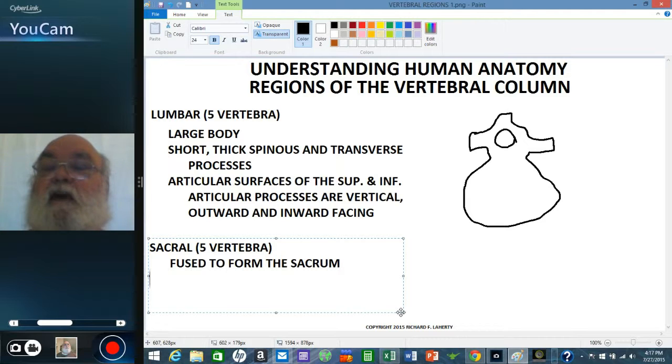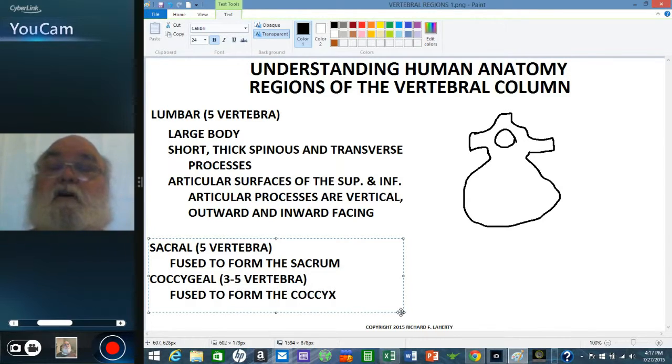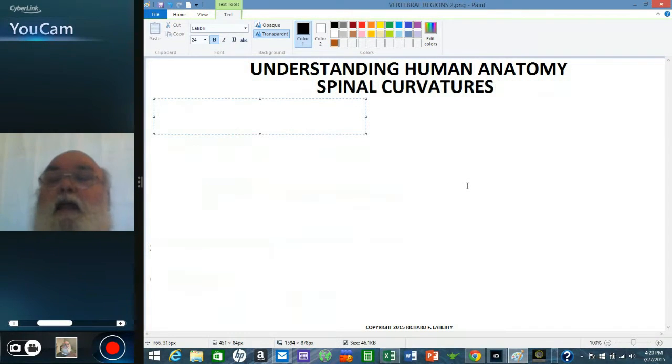And then we have the coccygeal, and there are 3 to 5 coccygeal vertebrae. A little variation there. And these are fused to form the coccyx, our primitive tail. Now, if you look at x-rays, you'll see that our spine is not perfectly straight. It has curvatures in it.